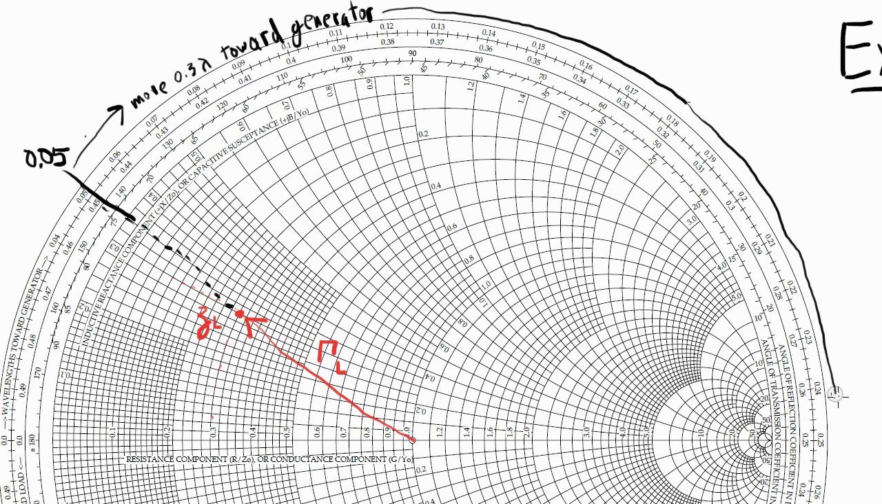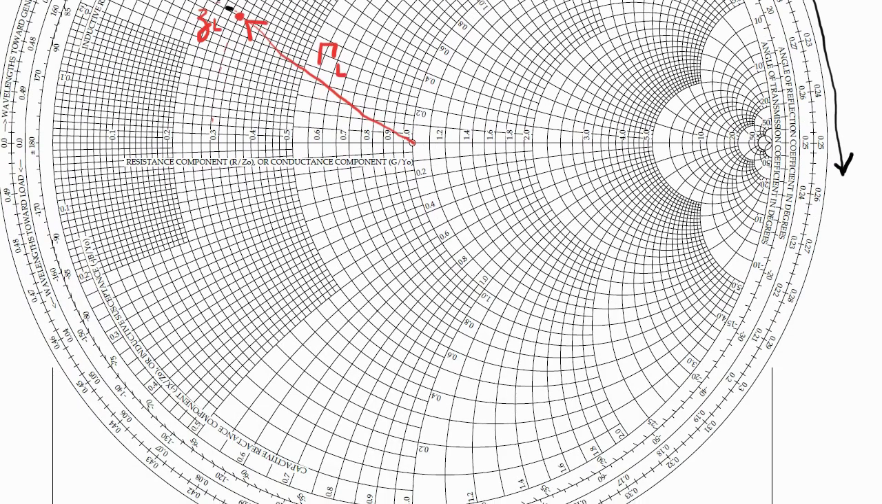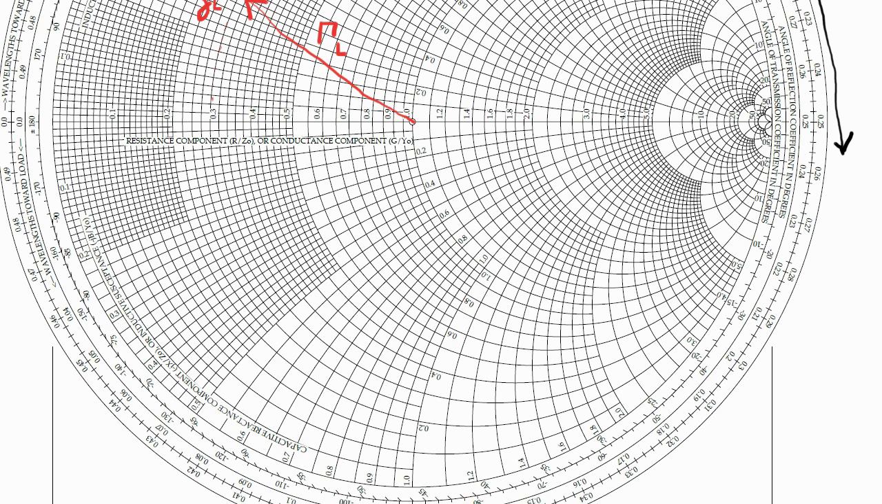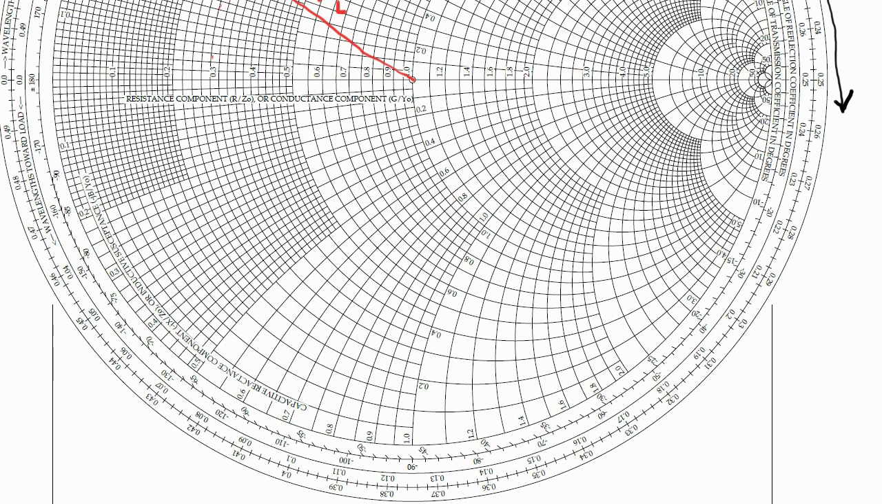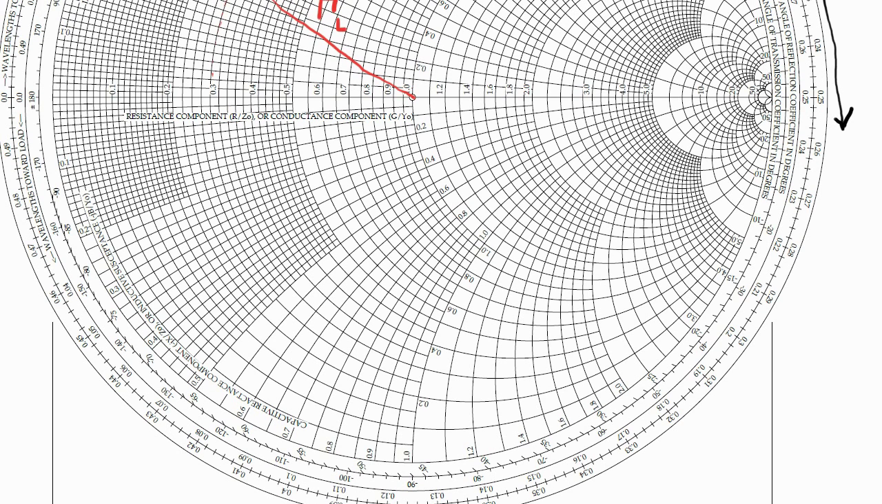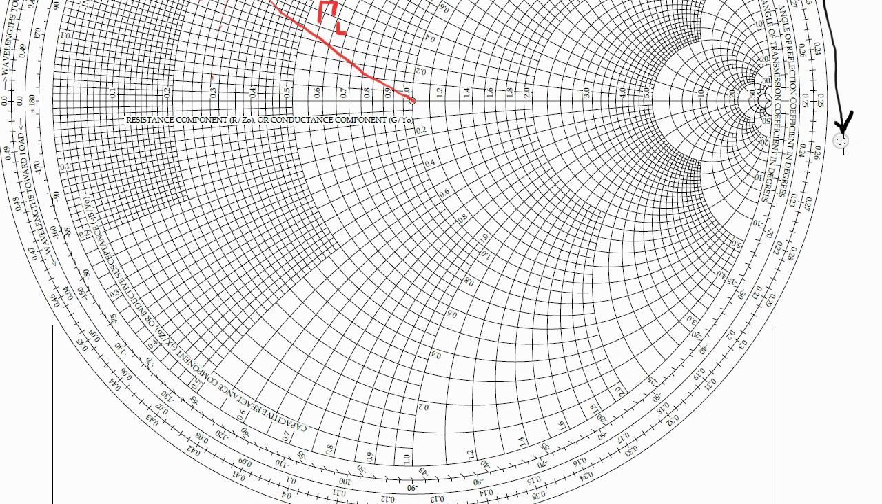Okay, so I need to find this point, 0.35 lambda. So I rotate and I rotate around and around until I end up at 0.35 lambda. It's right about there. Okay, so that's 0.05 lambda plus 0.3 lambda.